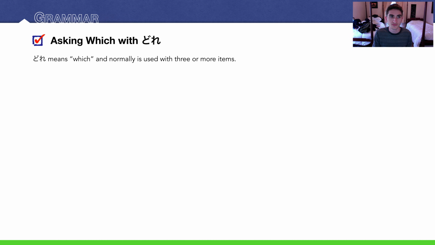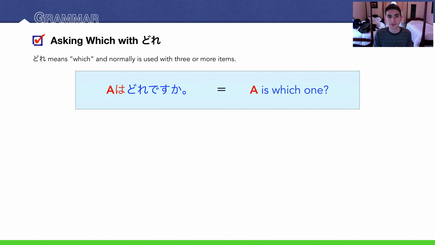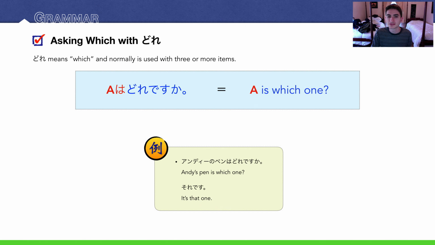Okay. Getting to our grammar, asking which with dore. The question word which is dore. And it's usually used with three or more items. Okay. A wa dore desu ka? A wa dore desu ka? A is which one? Okay. Andy no pen wa dore desu ka? Andy's pen is which one of these three, which is implied.